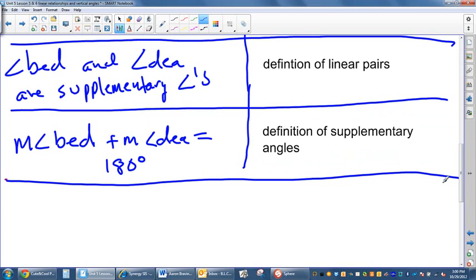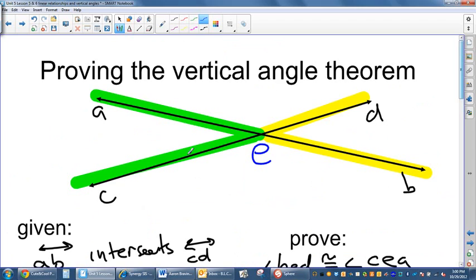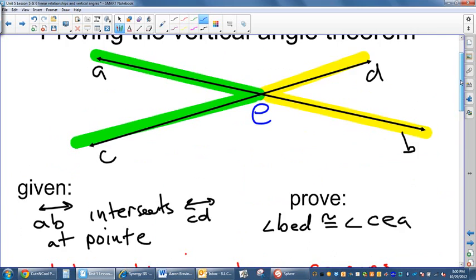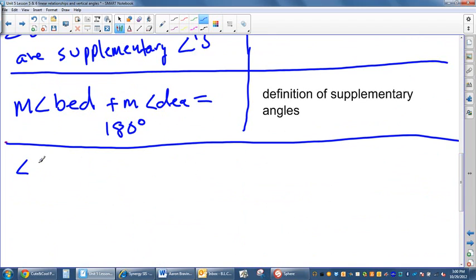So I have now been able to establish a relationship that has BED in it. And I need BED, right? BED is right here. I also need BEA. So let's take a look up here at BEA. You see it's highlighted in green. We are going to do the exact same thing. We're going to establish the same relationship. So we're going to start with angle BEA and angle AED are a linear pair.